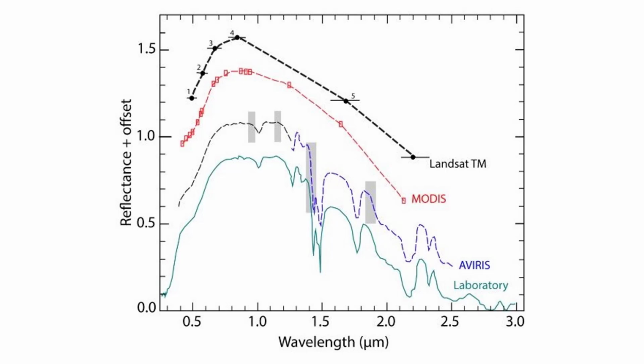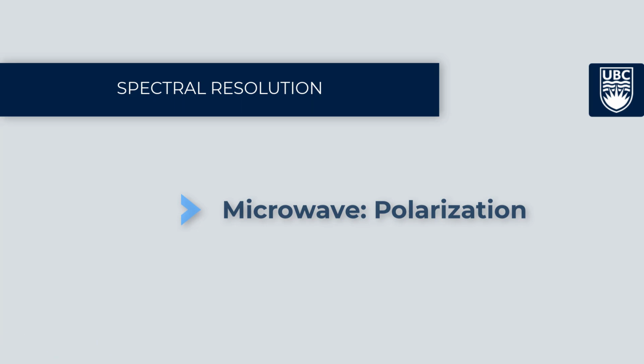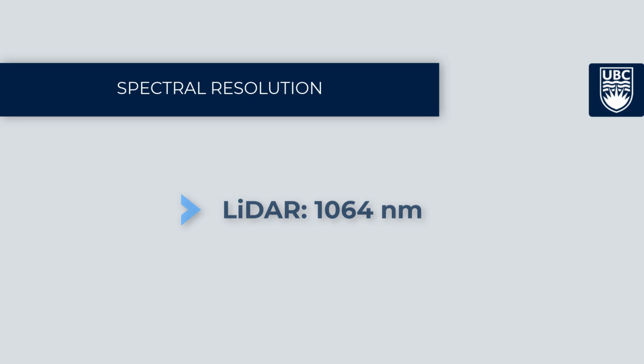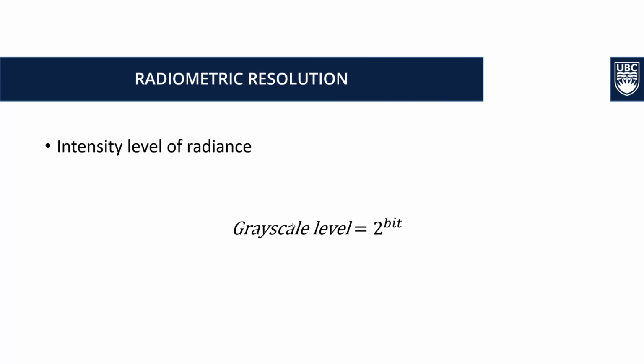Here is an example. Landsat is a typical multispectral data. MODIS is in between multispectral and hyperspectral. AVIRIS is hyperspectral data. In addition to the band's width and number, polarizations must be considered when talking about microwave spectral resolution. Also, recent research developed a multispectral LiDAR device. In most cases, LiDAR still only uses the band of 1064 nanometers.